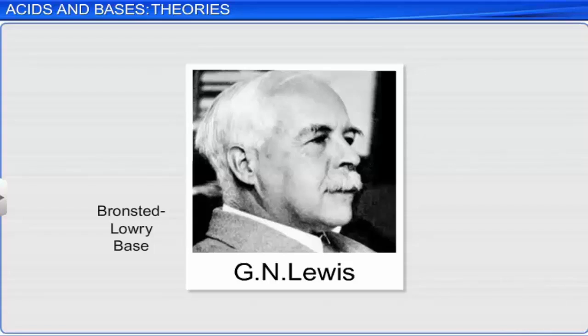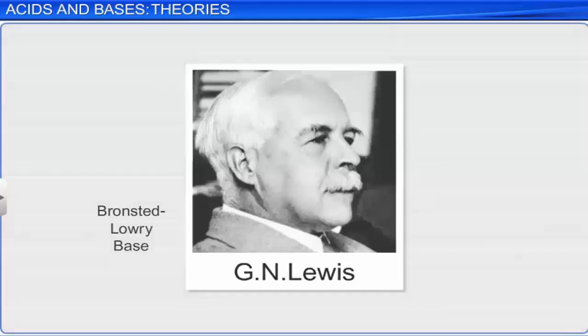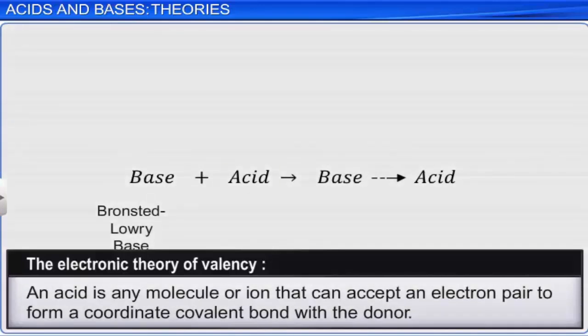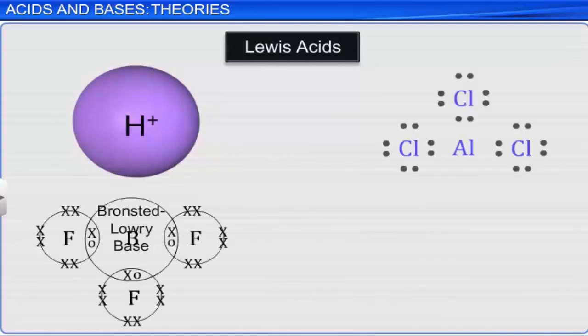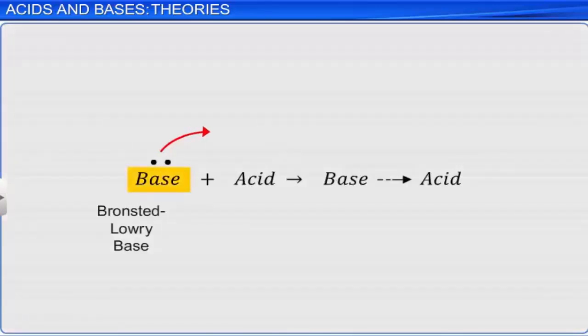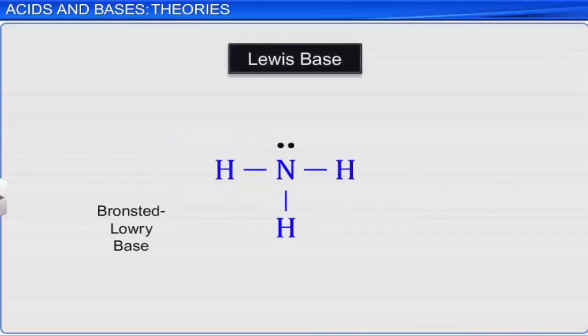According to this theory, an acid is any molecule or ion that can accept an electron pair to form a coordinate covalent bond with the donor. For example, H+, BF3, AlCl3 and SnCl4 act as Lewis acids. A base is any molecule or ion that can donate a pair of electrons to form a coordinate covalent bond with the acceptor. For example, NH3, H2O and OH- ion act as Lewis bases.